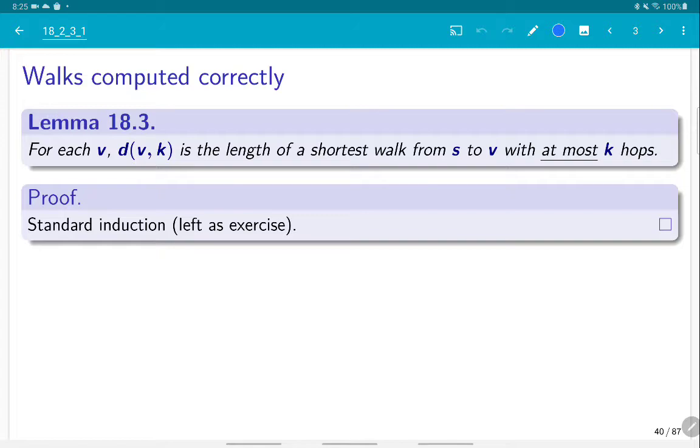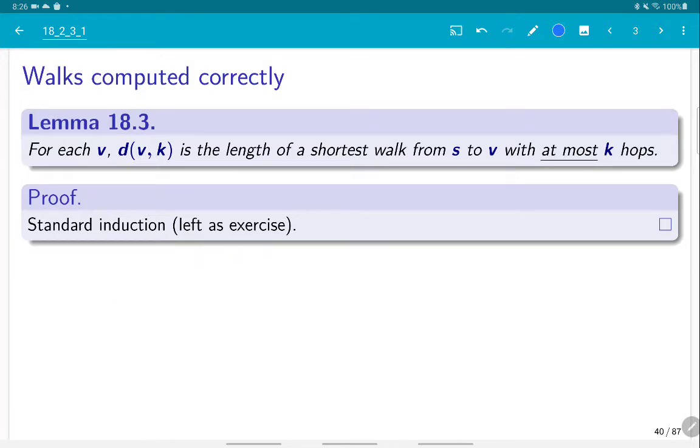So the first observation is that d_v^k, the length of the walk that uses at most k edges from s to v, is computed correctly. Namely, it indeed contains the length of the shortest walk using at most k edges from s to v, and the proof of this is an immediate proof by induction. It's very easy.